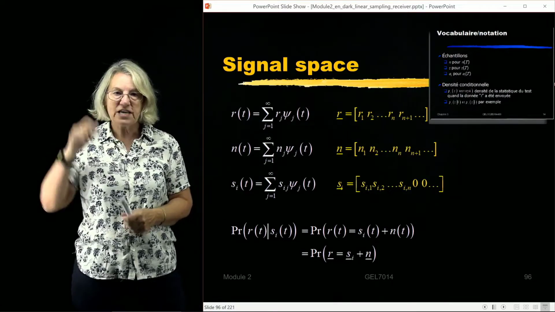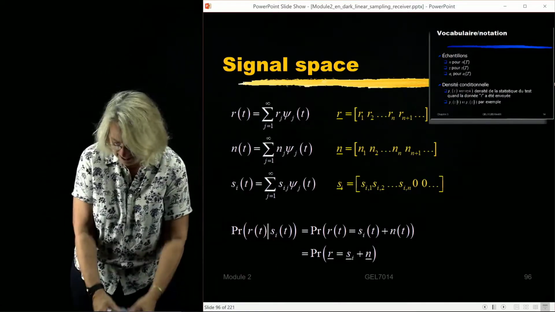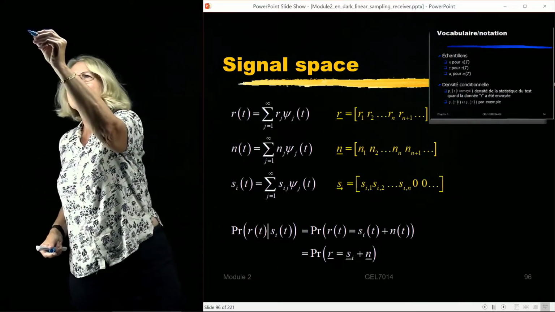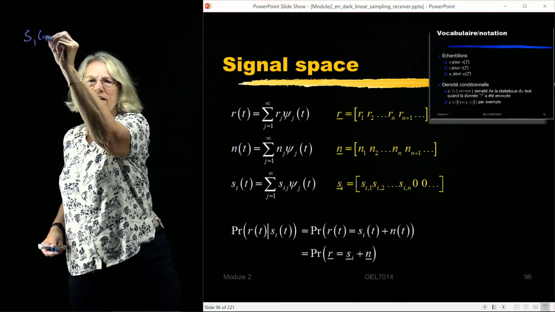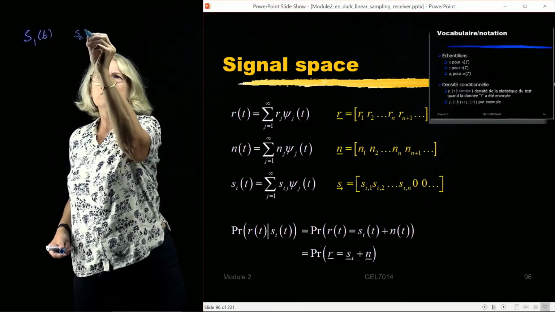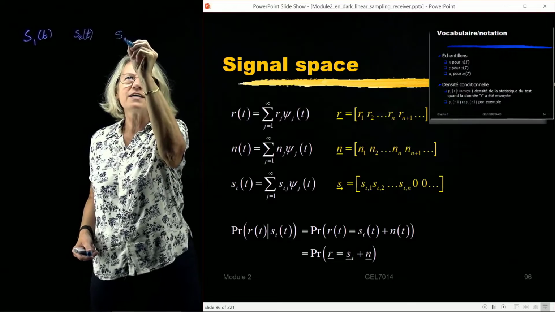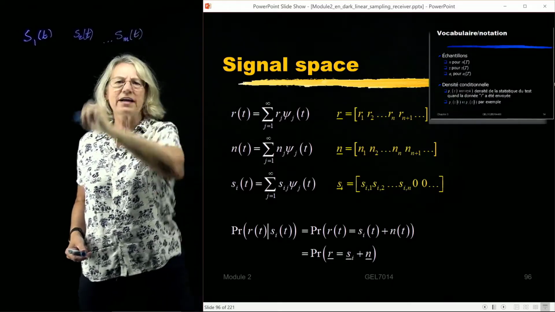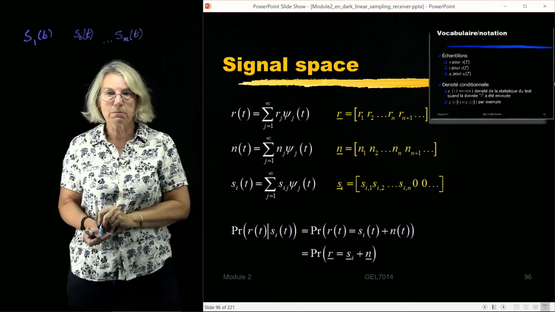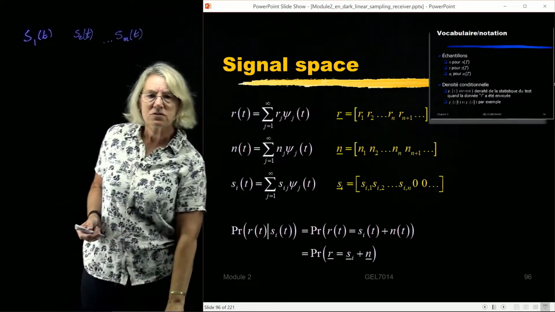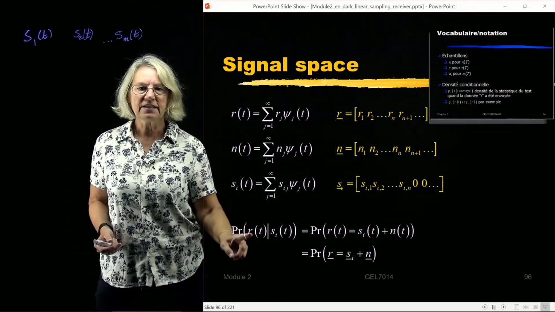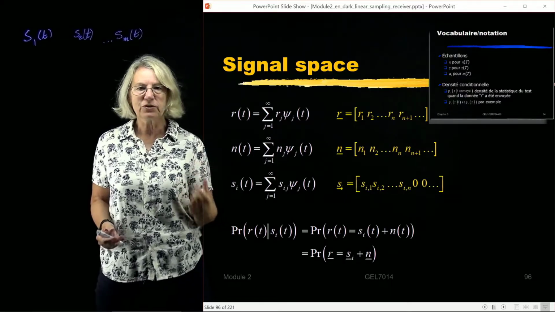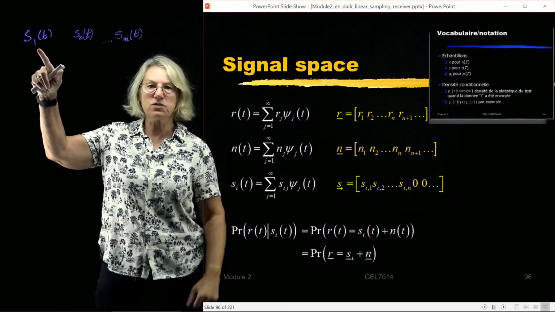Remember this s_i: I've got a collection, s1 of t, s2 of t, all the way up to s_M of t. This is my constellation, this is my collection of symbols. Now, suppose I say, what's the probability that I would get this particular received signal if I sent this one?